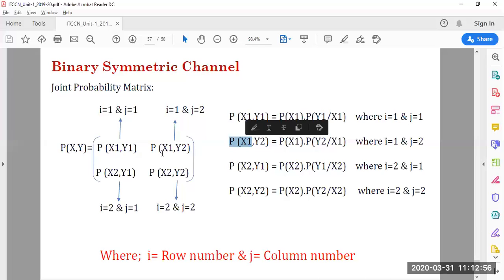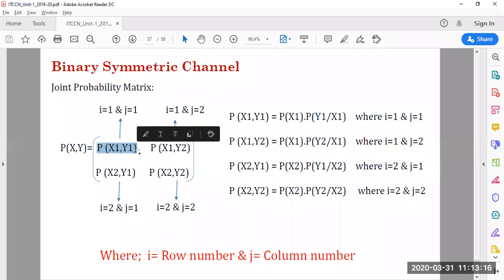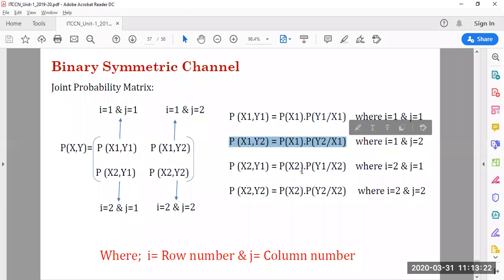Then calculate this second element of the first row by multiplying P of x1 into P of y2 by x1. As we know, the constant input to the first row is P of x1 and the column output is y1 and this column output is y2. That's why P of x1 comma y2 is nothing but P of x1 into P of y2 by x1. So if you get P of x comma y, it is very simple. It is just the multiplication of P of x with P of y1 by x1, each and every.